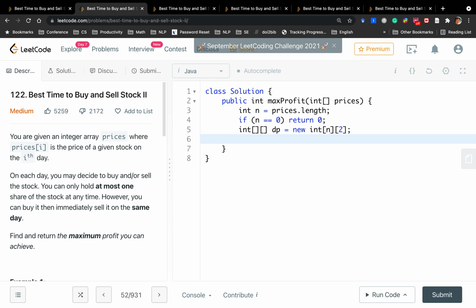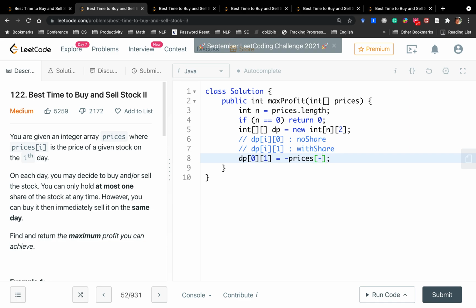So what is the initialization? Initialization is at dp[0][0], because we want to use dp[i][0] to represent no share, and dp[i][1] to represent with share. So the only case we should care about is that if on the first day we have a share, that means we buy a stock today, so we should subtract this day's price. Otherwise, we just use the transition function to update different states.